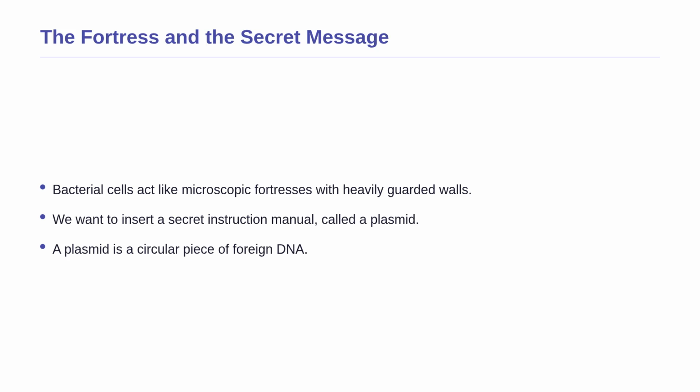To understand how this technique works, imagine a microscopic fortress with thick, heavily guarded walls. This fortress represents our bacterial cell. Now, suppose you want to sneak a highly important instruction manual inside this fortress. In biotechnology, this instruction manual is a circular piece of DNA called a plasmid. This plasmid contains the new genes we want the bacteria to express. However, getting this DNA inside is not as simple as just walking through the front door. The cell has natural defenses that we must somehow bypass.